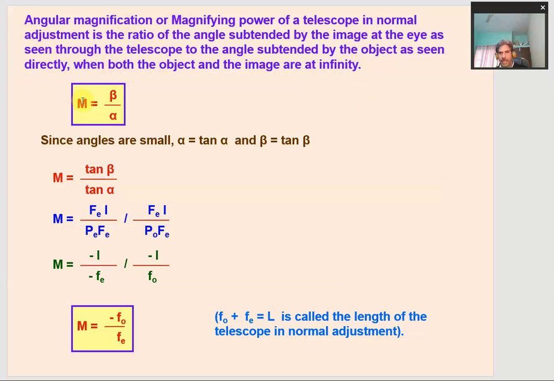So by definition, angular magnification M is given by beta, the angle made by the image, divided by alpha, the angle made by the object. And because these angles remain quite small, they can be replaced by their tangents. So alpha can be written as tan alpha and beta can be written as tan beta.